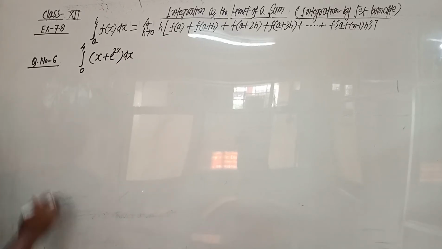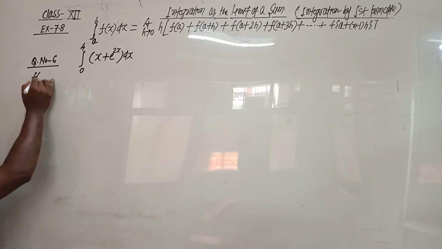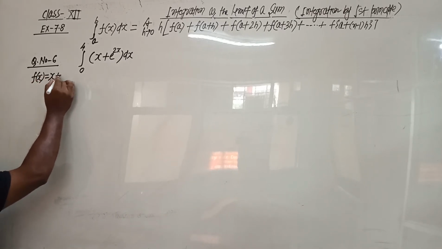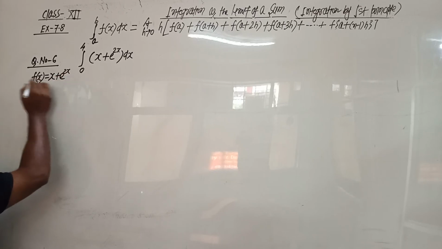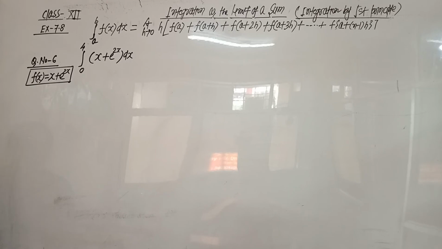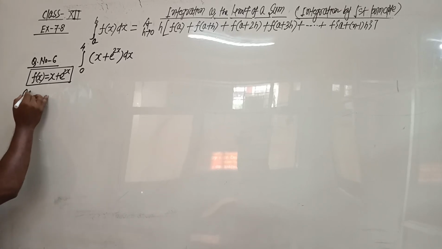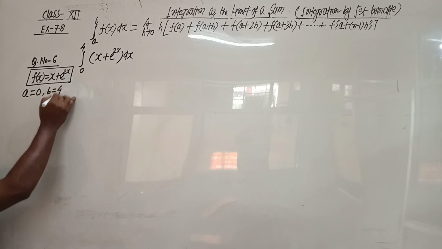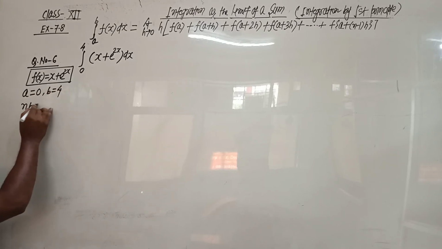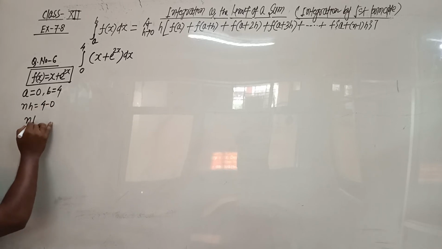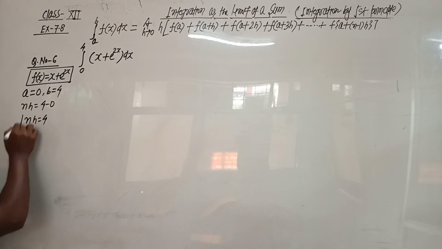Firstly we write the function f(x) equals x plus e raised to the power 2x. The value of a is 0, the value of b is 4. So nh equals b minus a, 4 minus 0, and nh equals 4.